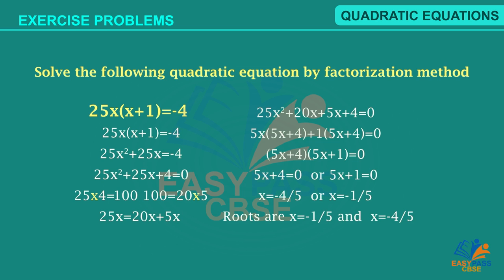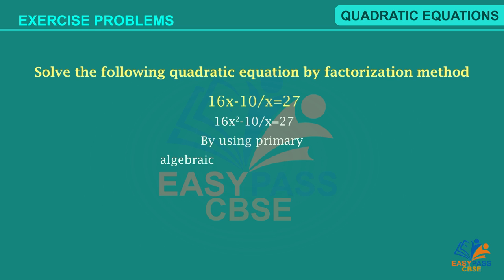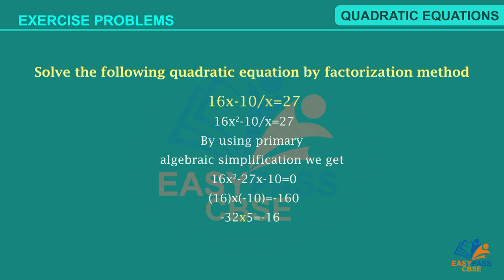We do the next question immediately. 16x minus 10 by x is equal to 27. By using primary algebraic simplification, we get 16x squared minus 27x minus 10 equal to 0. So 16 times minus 10 is minus 160. We want minus 27. The only possible way is minus 32 times 5, because minus 32 times 5 is equal to minus 160, and minus 32 plus 5 is equal to minus 27.